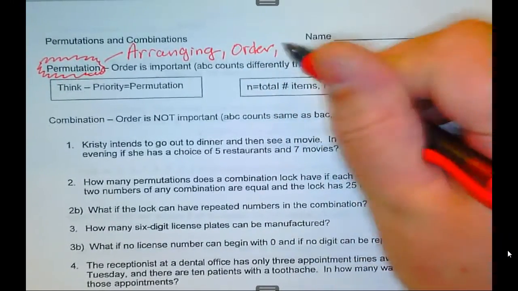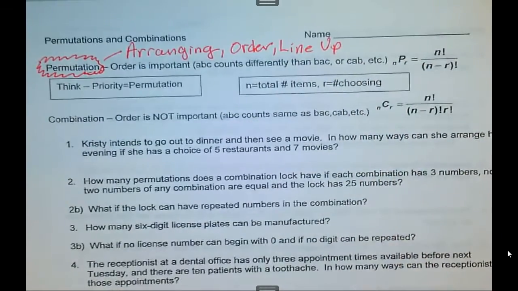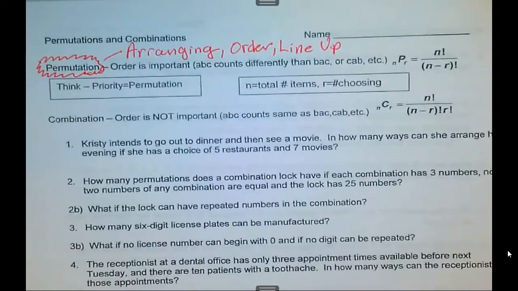Line up, like line up at the door. That would be a permutation. How many ways can I line up 5 people at the door? That would be a permutation.